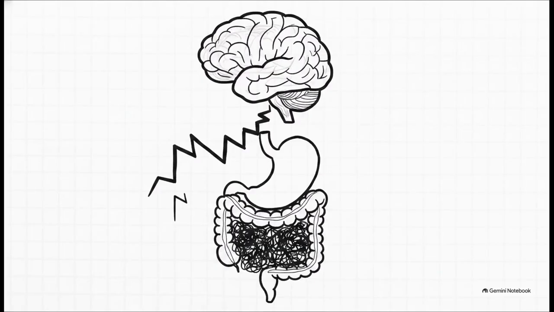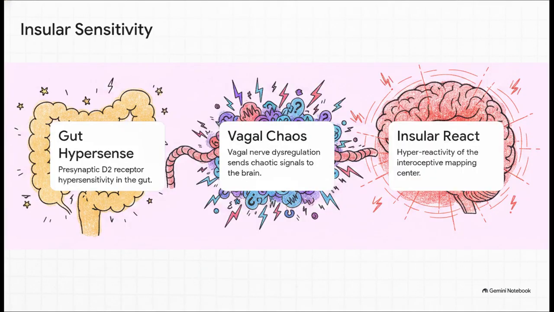Next up, let's shift to the enteric phenotype. These patients present with profound gastrointestinal distress, right? Functional dyspepsia, severe somatic nausea, and intense irritable bowel presentations. But as we're going to see, these GI presentations are actually severe brain-gut axis dysregulations. This system breaks down in 3 steps. Step 1 is presynaptic D2 receptor hypersensitivity, happening right there in the gut.